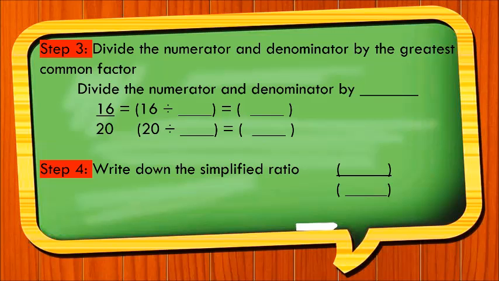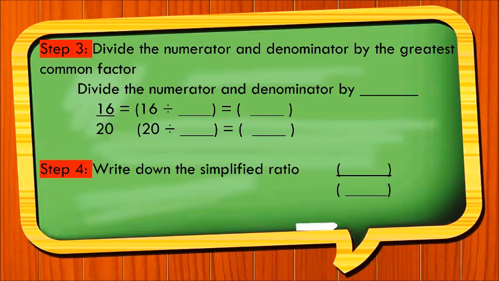Okay, you divide now. So, what's your answer in number 3? In step number 2, you put it here. Then you divide. Then you put your answer here. Okay, what is your GCF? You put it here. 20 divided by the number is equal to, Charan.